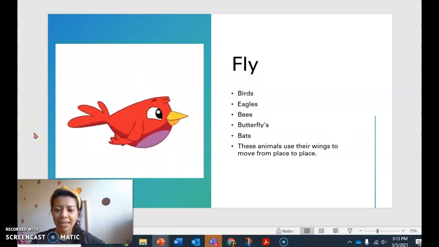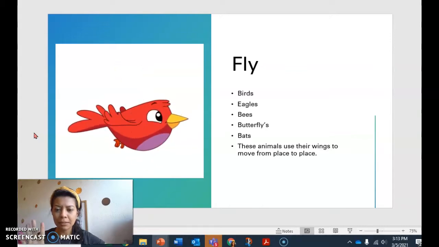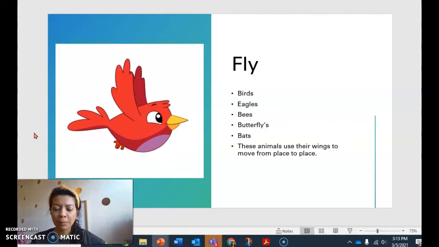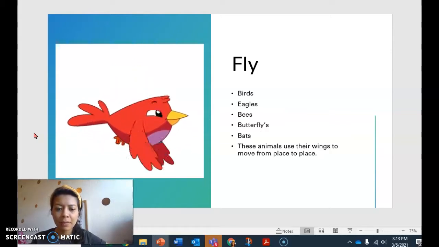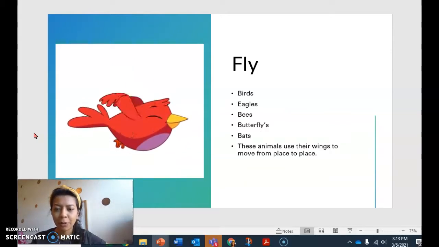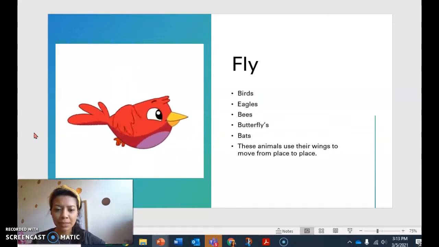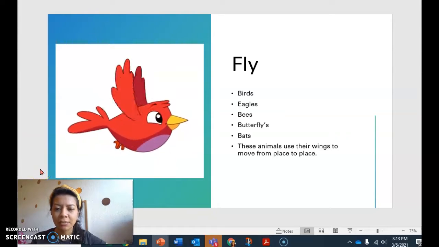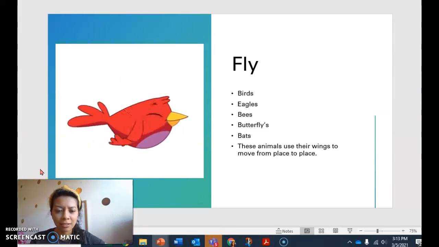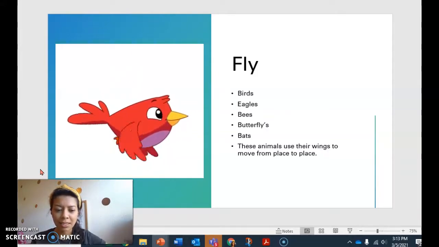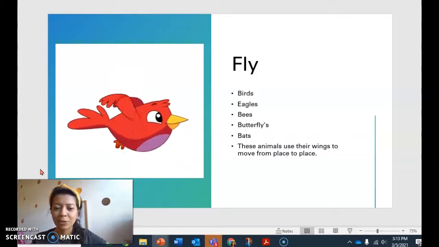Here we have fly. Birds, eagles, bees, butterflies, and bats all use their wings to move from one place to another. Some of these animals also have legs. Birds and eagles have legs that they could also walk with, but we know that their main function is to fly. Can you think of another animal that is also able to use its wings to fly? Well, we know that flies and mosquitoes are also able to fly using their wings.